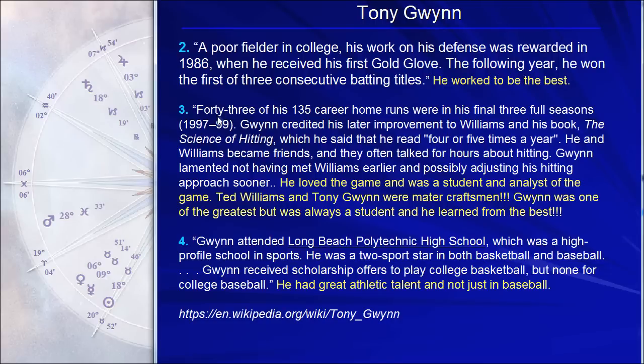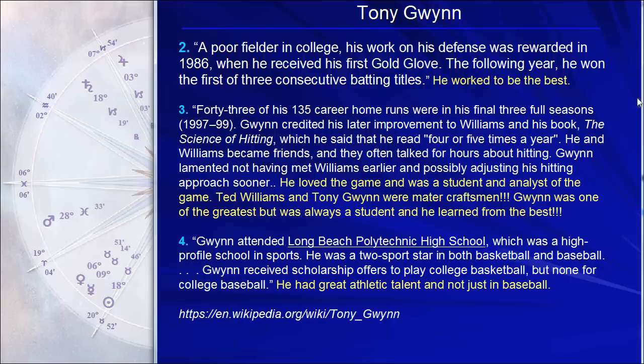This is what the 35th harmonic is good at. Another quote from Wikipedia. 43 of his 135 career home runs were in his final 3 full seasons. So at the end of his career, he starts hitting many, many more home runs than he did previously. So he had a great batting average, but he was not a power hitter. He got singles and doubles. He wasn't hitting lots of home runs. But towards the end of his career, he started hitting more home runs, which you might not expect because he's getting older. You might think he would have less power. But he's hitting more power in his last few years.